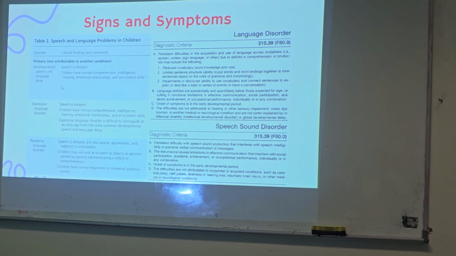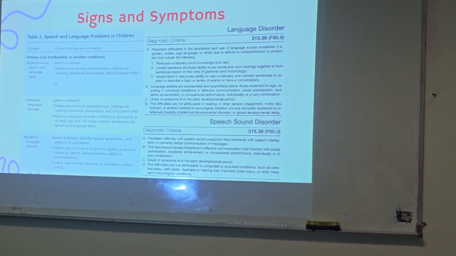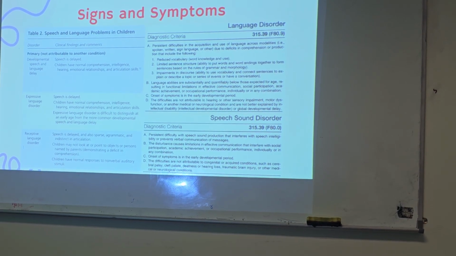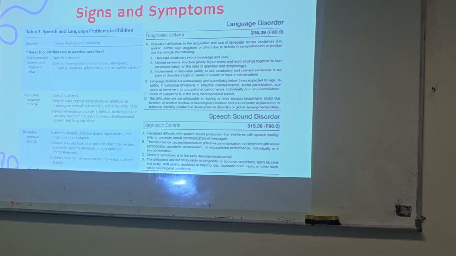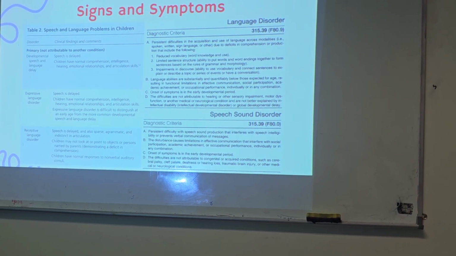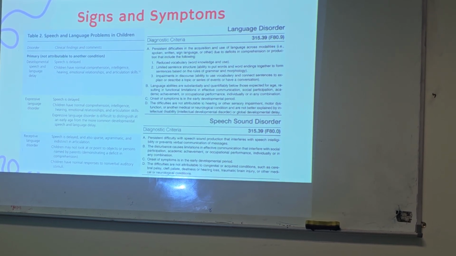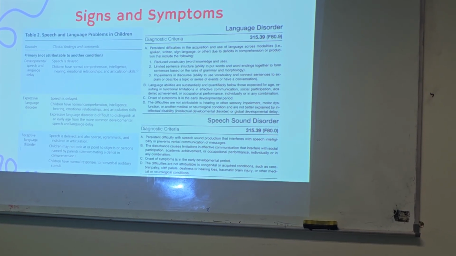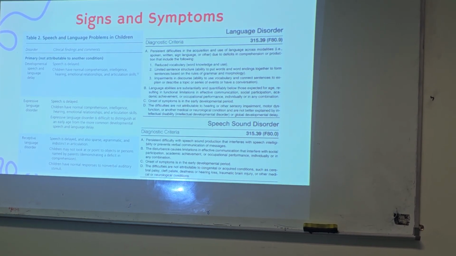So when we talk about the developmental speech and language delay, generally the child will present to you with speech delay, and when you try to assess them, you find that these children do not have any other problems in their developmental milestones. And when you do some cognitive assessment, you note that the child has normal comprehension, normal intelligence, normal hearing, they can emotionally relate to others, and they also have the normal appropriate articulation skills.